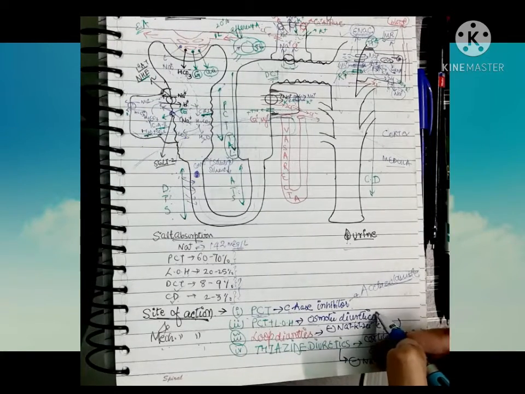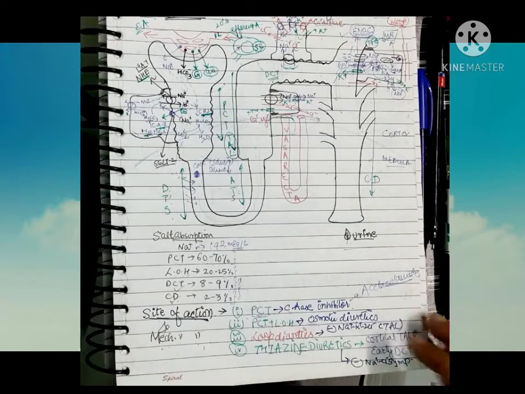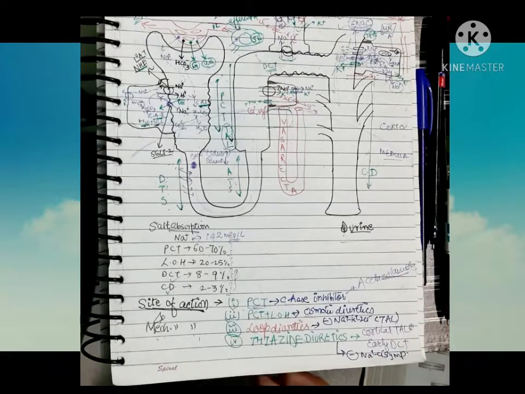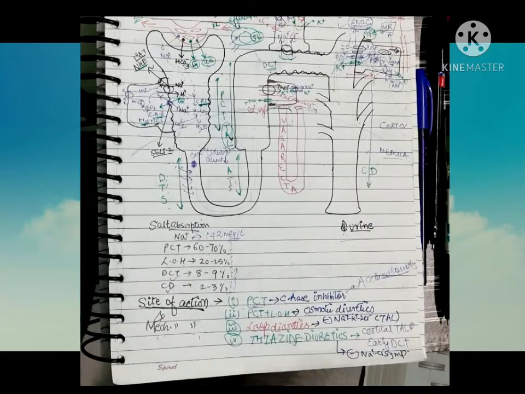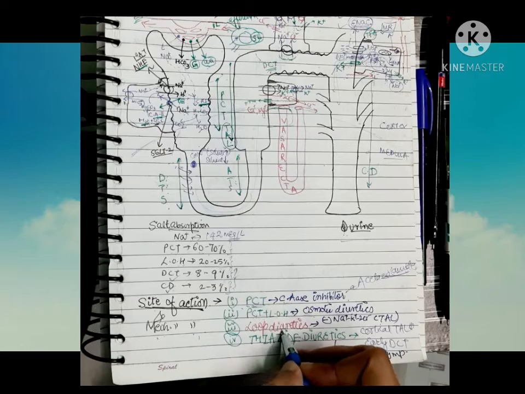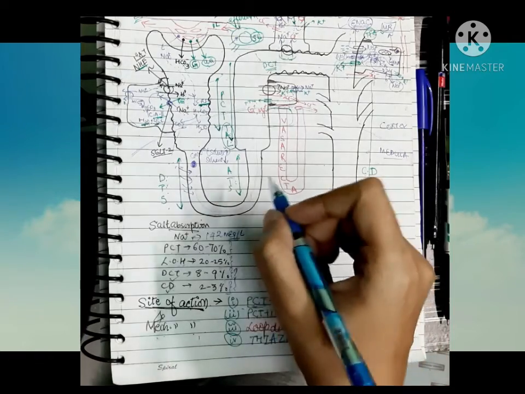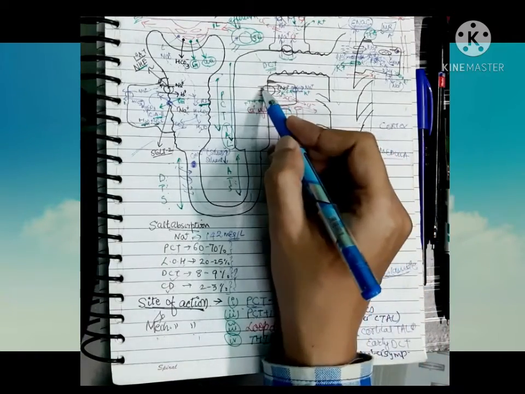The name is mannitol. Mannitol is the most important one. It is a low molecular weight inert substance. And then loop diuretics. Loop diuretics are the diuretics which will act at this level.